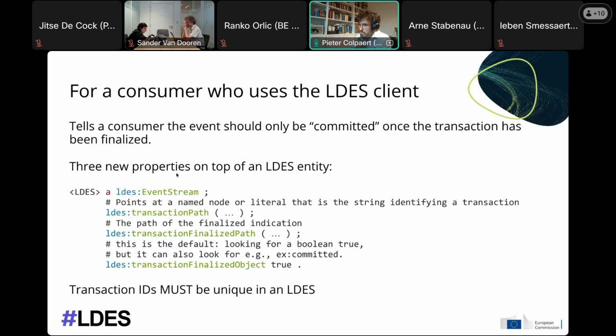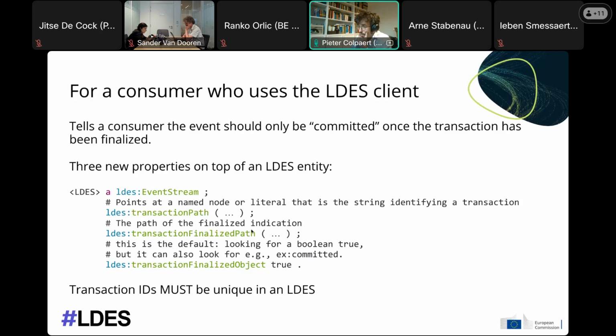So the properties that we propose to introduce here is the transactionPath, so that's a SHACL property path that points at an object that denotes a string or an integer or maybe an IRI that can be used to identify that transaction.